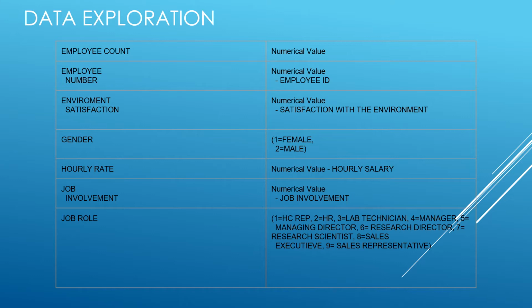A lot of these are self-explanatory. Nothing too complicated here. It's just very important to know what each number means. For example, job role. You have various job roles indicated by a different variable. It's important that we know what those variables and what those numbers represent. So, for example, if I see 6, I know that's a research director.